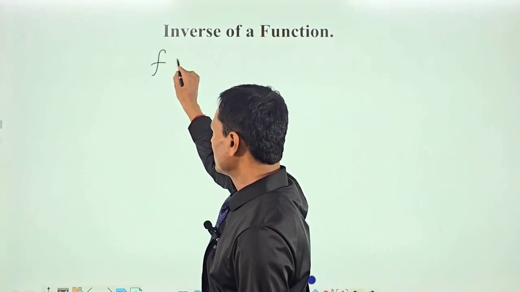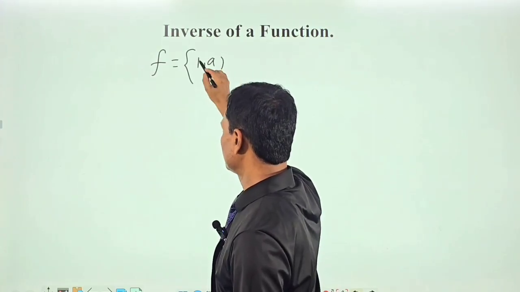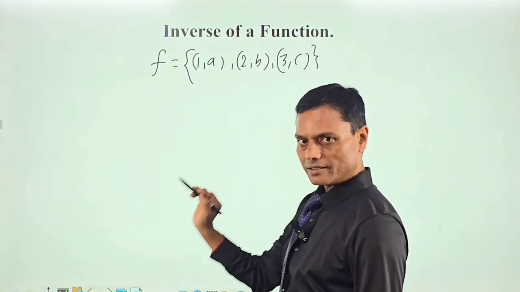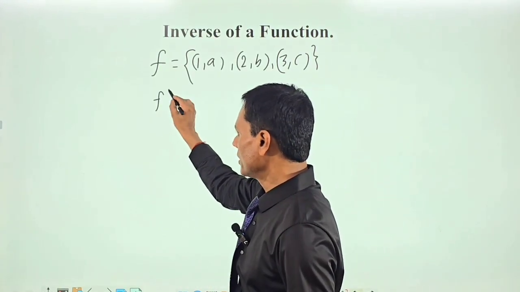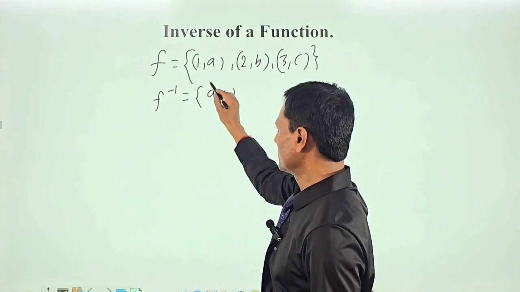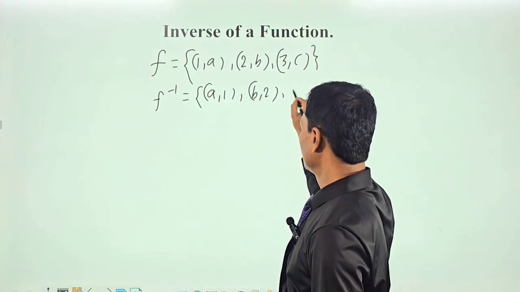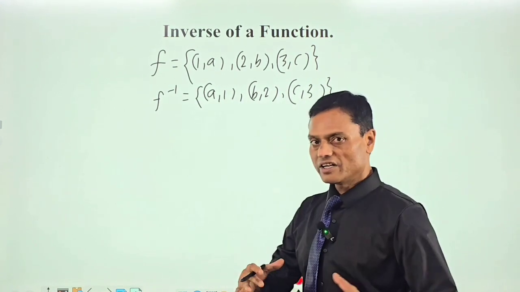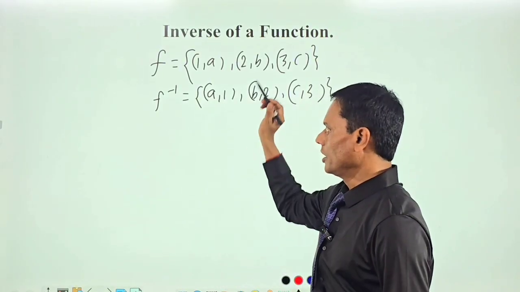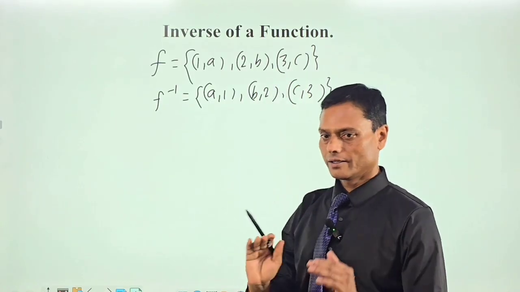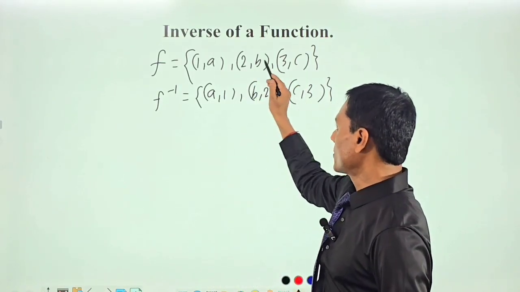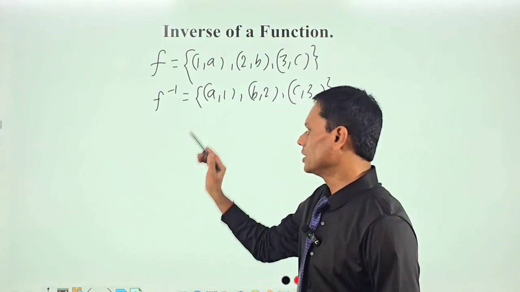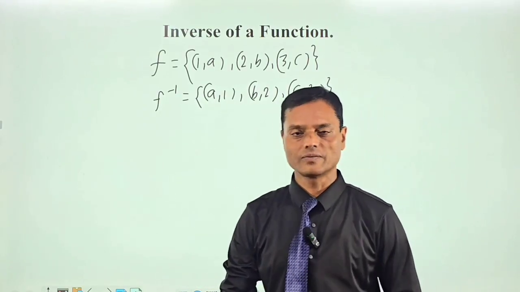Let f be a function, with the pairs (1, a), (2, b), (3, c). The inverse of the function will be f inverse equals (a, 1), (b, 2), and (c, 3). If you see clearly, I have interchanged the domain and the range. In the function f, 1, 2, 3 are the set of domain, and a, b, c are the set of range. If the domain and the range are interchanged, then we form a new function that is called the inverse of the previous function, isn't it?